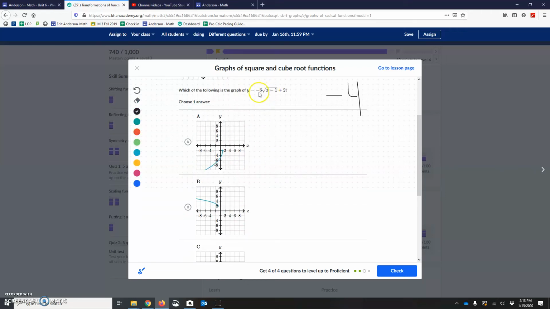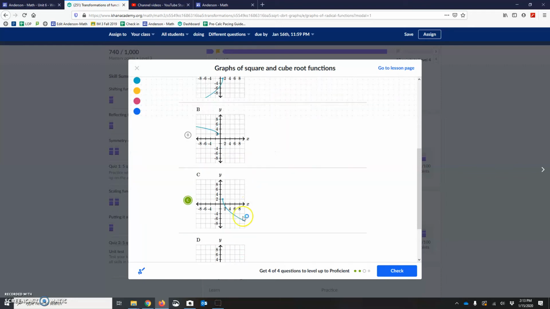Square root of 4 is 2. 2 times negative 3 is negative 6 plus 2. So 5 goes to negative 4. And that does make sense because 5 does go to 4 right here. Negative 4, I should say.